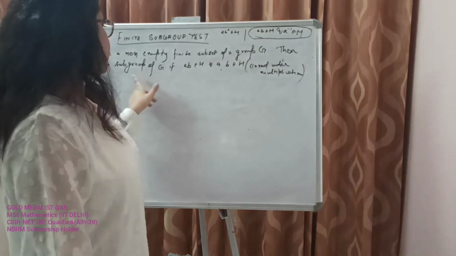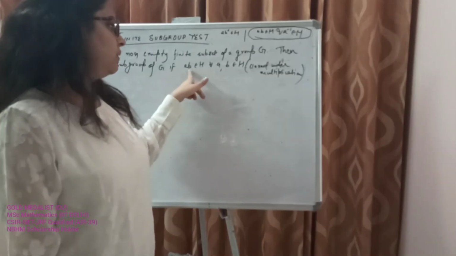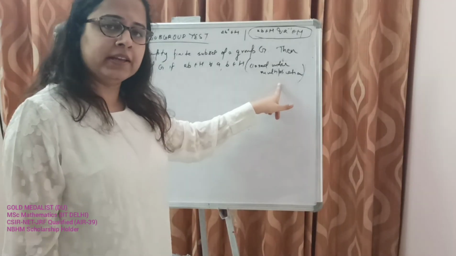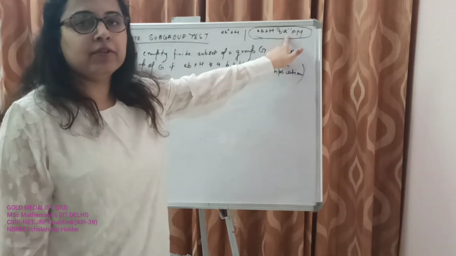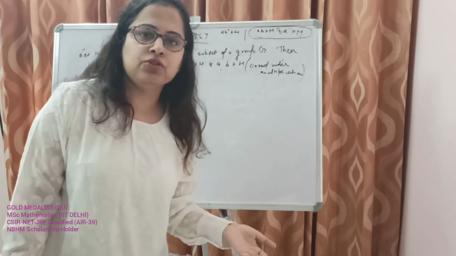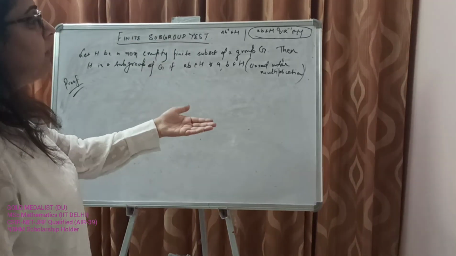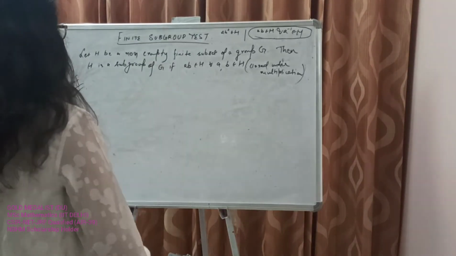First condition is already satisfied. It is given to us that it is closed under multiplication. One step is proved. Second step is existence of inverse. So the only thing that we need to prove is that the inverse of every element exists, right?